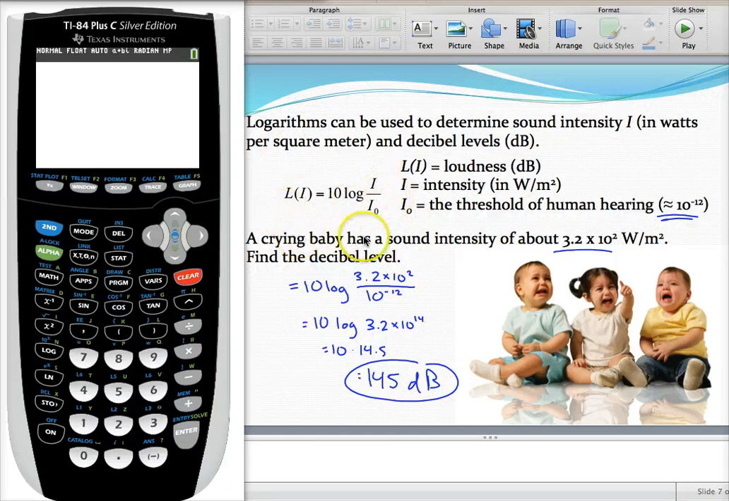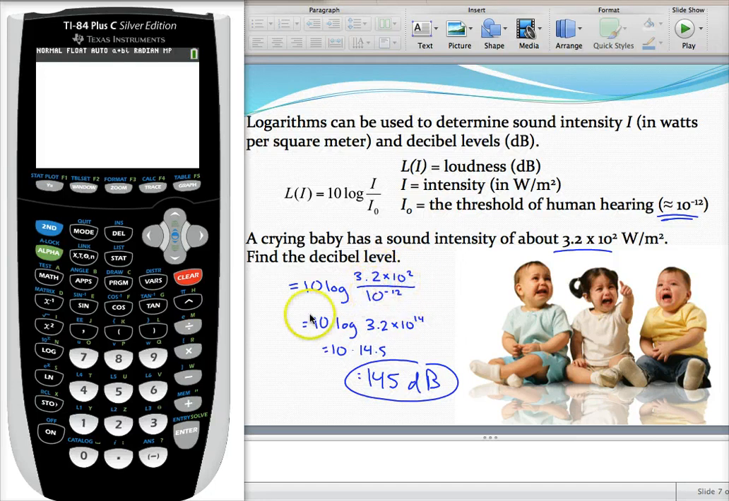So we have a crying baby. How lovely. And we have the sound intensity given to us right here, 3.2 times 10 to the second. This is watts per square meter. Again, don't worry about labels. So here's how I'm going to get this typed in. I've plugged in my sound intensity for I, and then that 10 to the negative 12th is in the bottom of my fraction. You could try to type this in all at once, but you might make a mistake. So I'd recommend it this way.